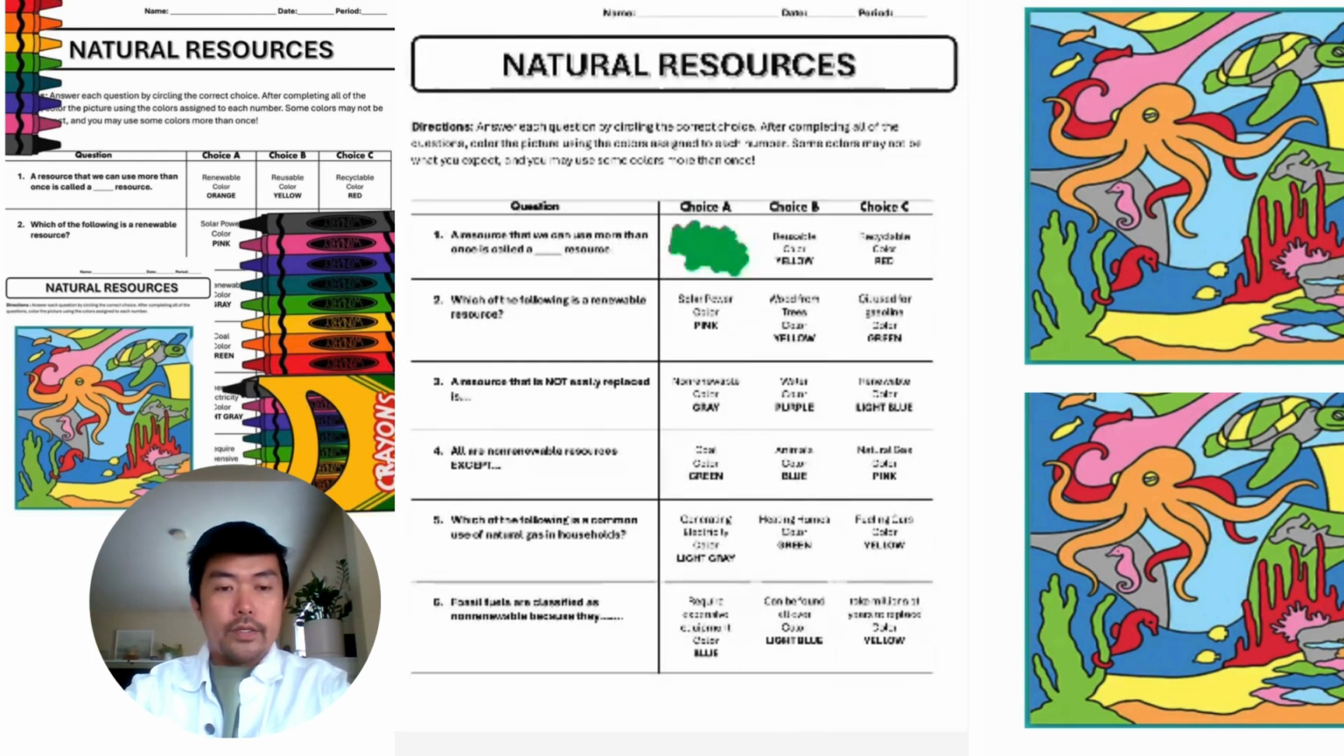Number two, the answer is choice A again, solar power. Question number three, the answer is still choice A. For question number four, the answer is choice B, animals. And for question number five, the answer is choice B, heating homes. So they will just shade the answer with their favorite color.